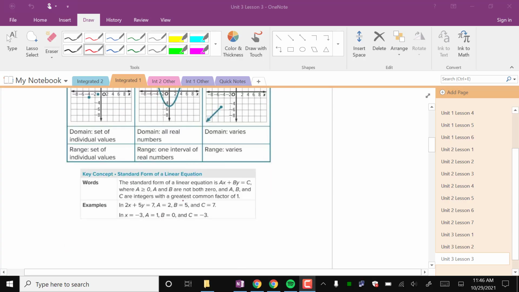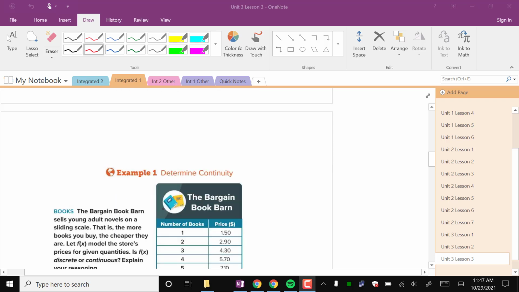The second key concept we have is what's known as standard form. That's when we have an equation in the form of ax plus by equals c, where a, b, and c are all integers and a is greater than 0. Some examples of this would be 2x plus 5y equals 7. Here a is 2, b is 5, and c is 7. So let's take a look at the first example.